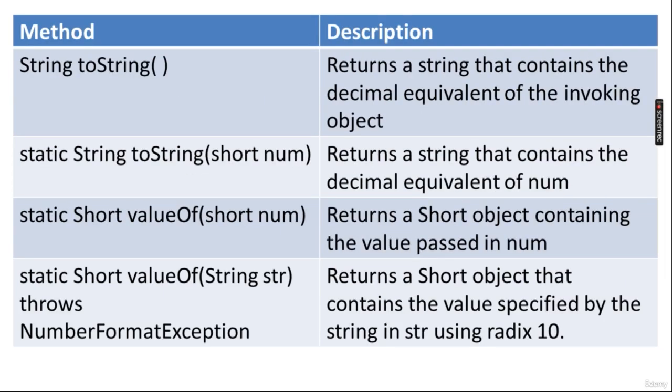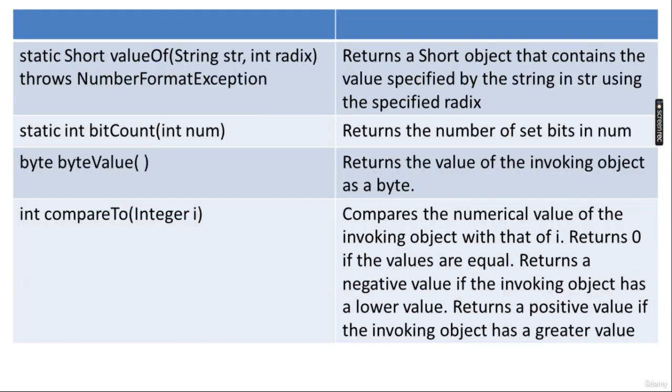Then toString returns the string that contains the decimal equivalent of the invoking object. Then static String toString(short number) returns the string that contains the decimal equivalent of the number. Static Short valueOf(short number) returns the Short object containing the value passed in the number. Then static Short valueOf(String str) throws NumberFormatException returns the Short object that contains the value specified by the string in str using radix 10.